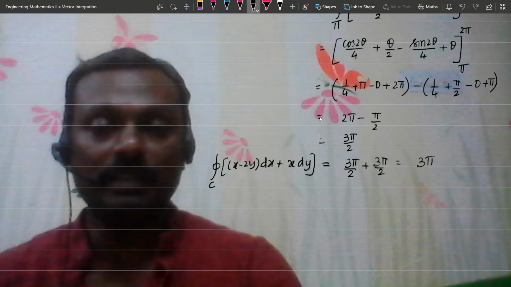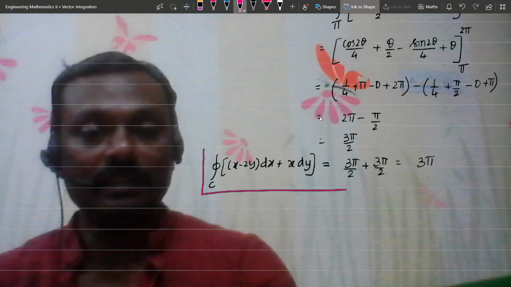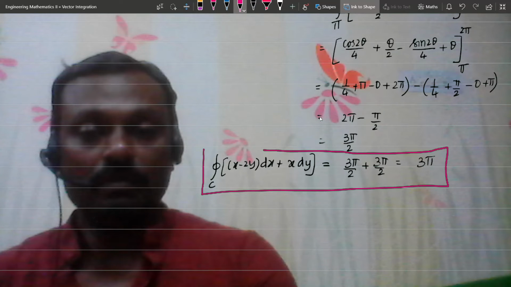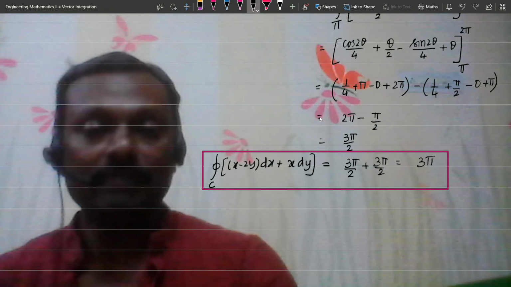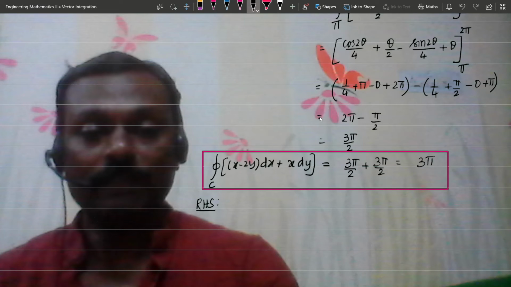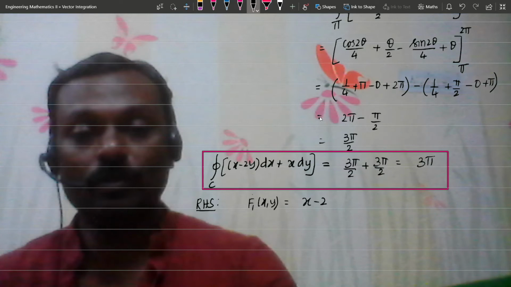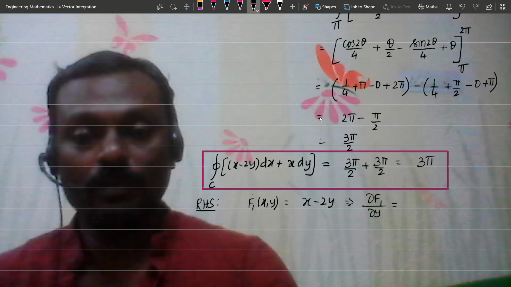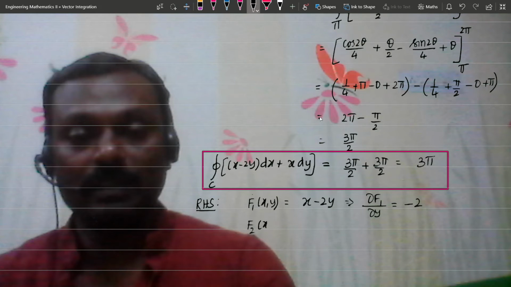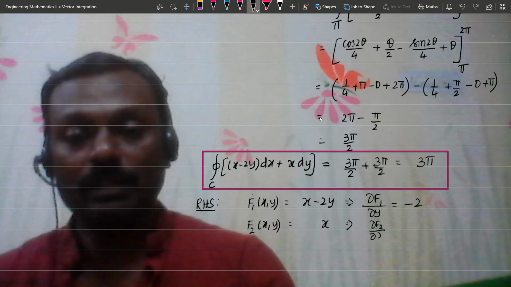Now let's go for the evaluation of the right hand side. So what do we have in the RHS? We have the double integral over R of (dou f2 by dou x minus dou f1 by dou y) dx dy, where f1 is x minus 2y, so dou f1 by dou y is minus 2, f2 of x comma y is x, so dou f2 by dou x is equal to 1.